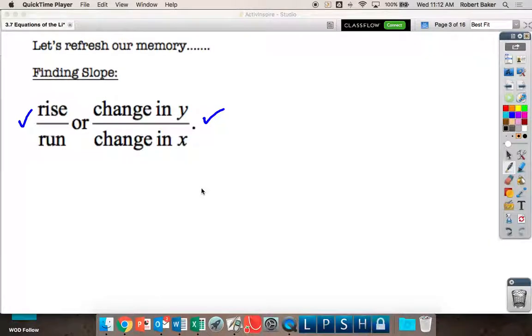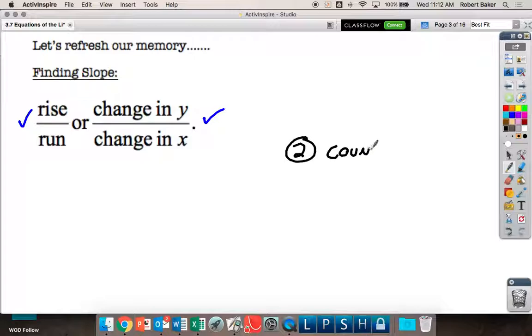So how do you find slope? Like when you look at your paper and it gives you math, how do you do it? If you're saying rise over run, there's a graph and you're counting. So that is option 2. Count. If you have a graph, you're counting rise over run.